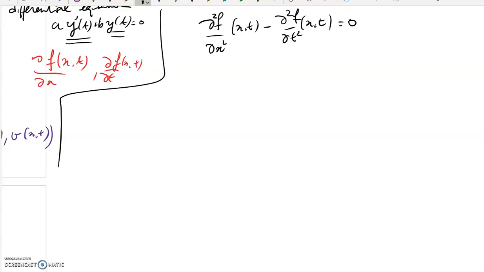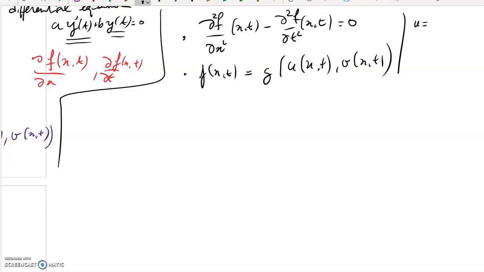So let's do this. I have this equation, and I have this relation, f of x, t is equal to some function of u and v. That's what my substitution means, with u equal to x minus t, and v equal to x plus t. So let's do the differentiation. I need to find the second order partial derivatives of f with respect to x, and the second order partial derivatives with respect to t. So let's begin with x.